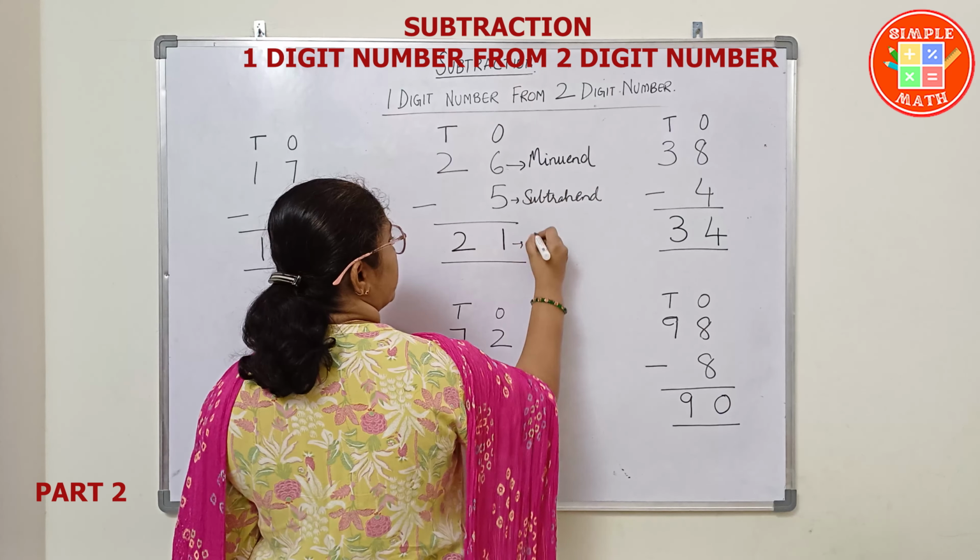So we have finished subtraction of a 1-digit number from a 2-digit number. Similar to addition, we always start subtraction from the ones column. Then go to the tens column. Understood? Clear, children? Bye.